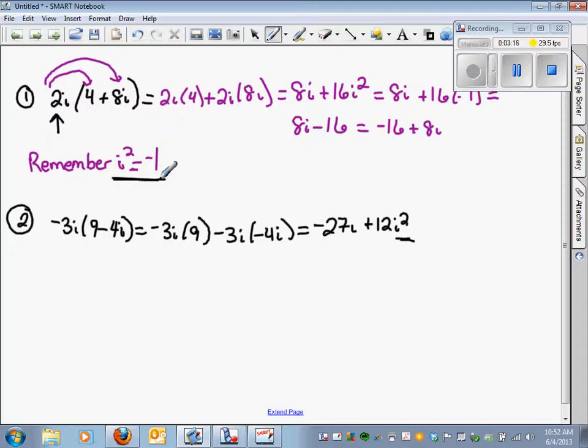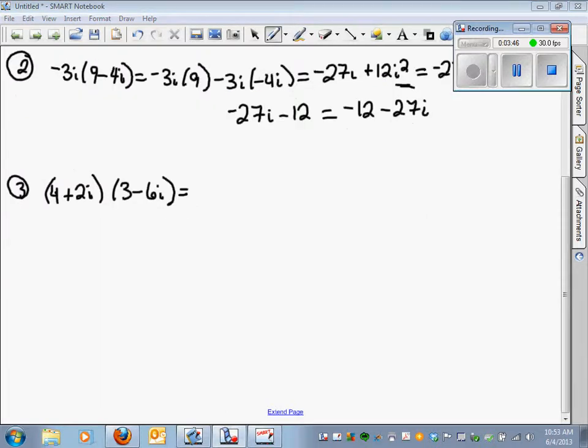So we have negative 27i plus 12 times negative 1. And we all know that 12 times negative 1 is simply negative 12. So this is negative 27i minus 12. And writing this in our correct order so that we have real, then imaginary, our real portion is negative 12, and our imaginary portion is negative 27i.